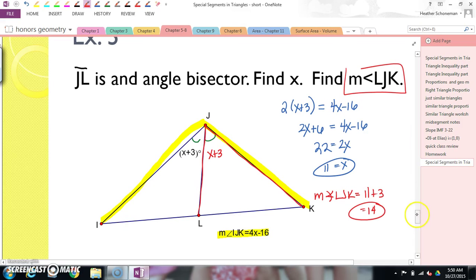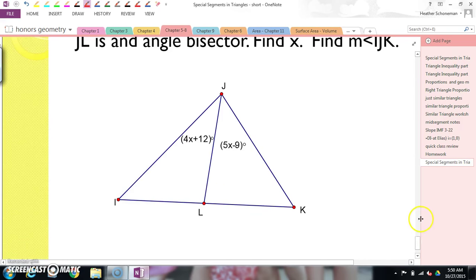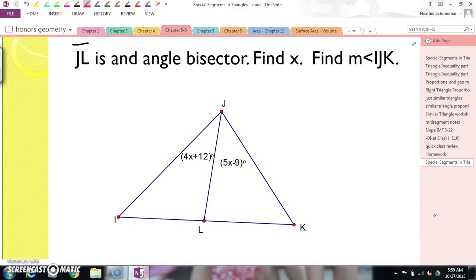All right, well, that's an example of each type, but let's do one more angle bisector because there's a different way they can set up the problem. This one, JL is the angle bisector. We need to find x in that angle. Because it's the angle bisector, these two angles are congruent, which tells us that 4x plus 12 has to equal 5x minus 9. In the last one they gave us a half and a whole, but this one they gave us both halves. So we'll subtract 4x from both sides and get x, and add 9 to both sides, and we get 21. So x is 21.